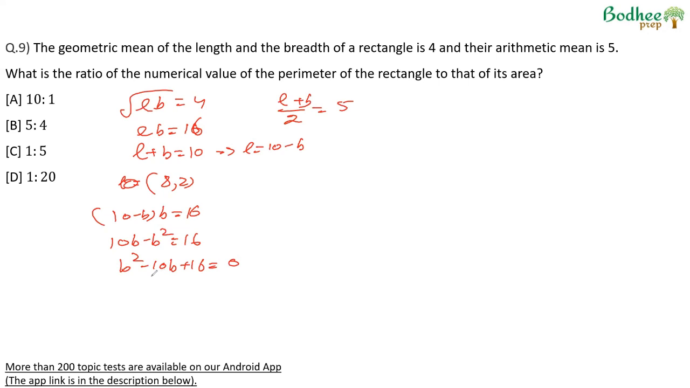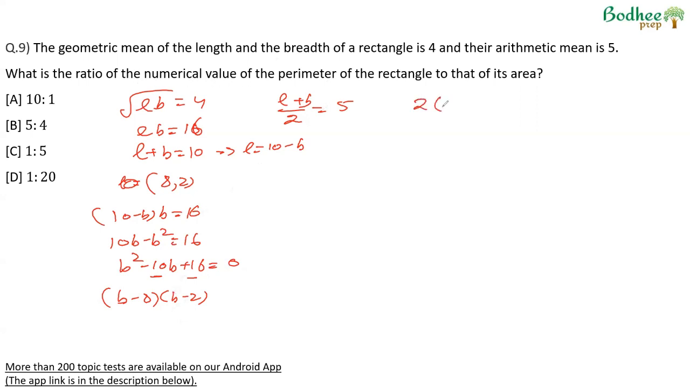Again, we'll have to find two numbers which add up to 10 and have a product of 16, which we already did. (B minus 8) into (B minus 2). So B could be 8, in which case L will be 2. B could be 2, in which case L will be 8. We have to find the ratio of numerical value perimeter.